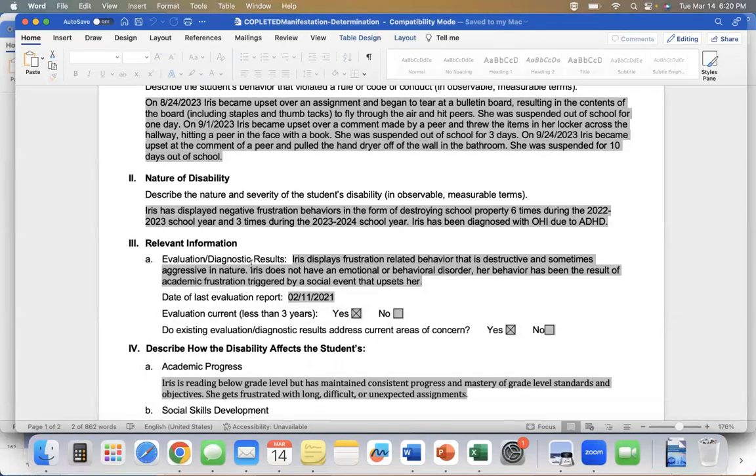Iris has displayed negative frustration-related behaviors in the form of destroying property 6 times during the previous school year, and now 3 times in the first few weeks of this year. So we really need to consider the property destruction of some level happened 6 times total for a school year. And here we are in September, and we've already got 3 pretty major instances. She has been diagnosed with OHI, which is other health impairment due to ADHD.